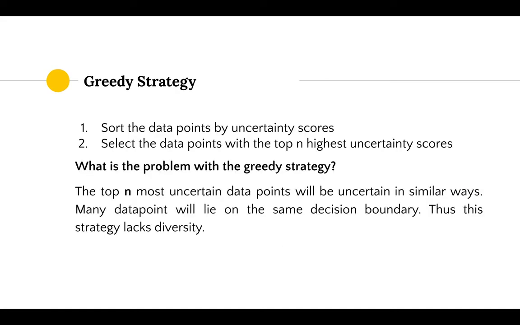Now that we have uncertainty scores, we can use the greedy strategy to select data points that we want labeled. Simply sort the data points by uncertainties and choose the top n data points. So the problem with this strategy is that the top n data points with the highest uncertainties will be uncertain in similar ways. As an example, they might give you data points that lie on the same difficult decision boundary. Ideally, we want more diversity in our sampling strategy.